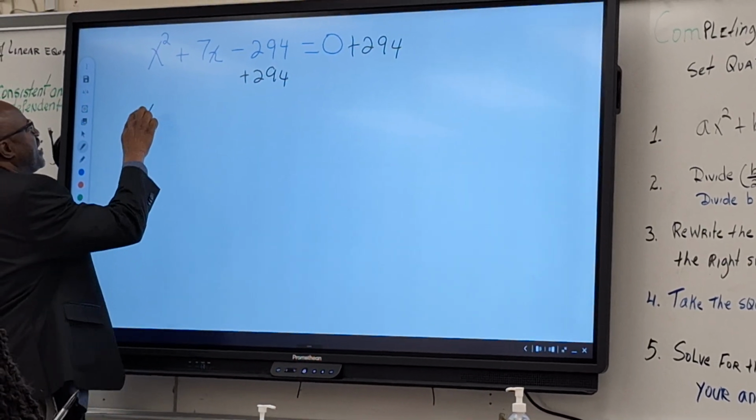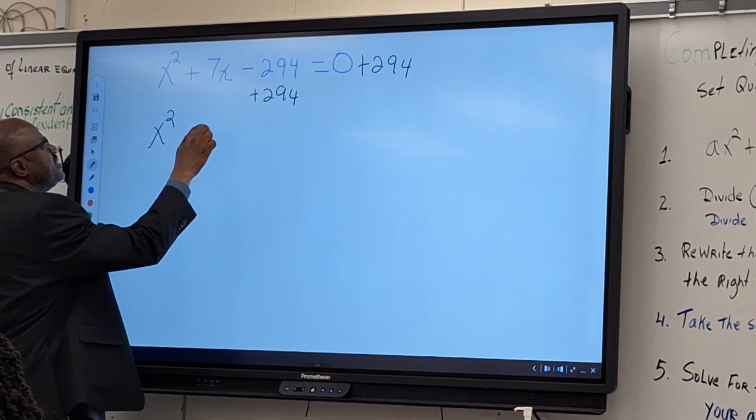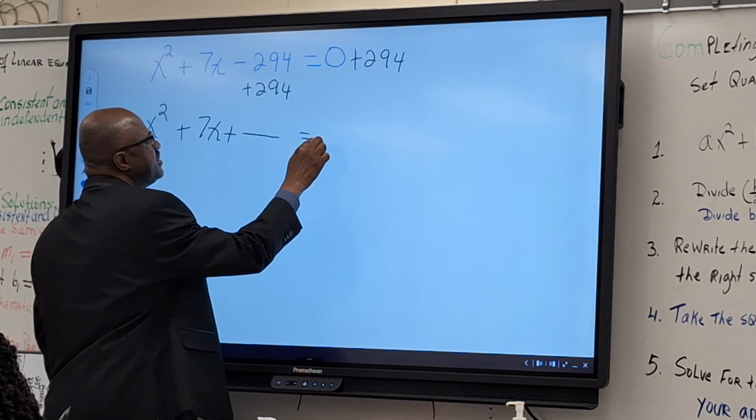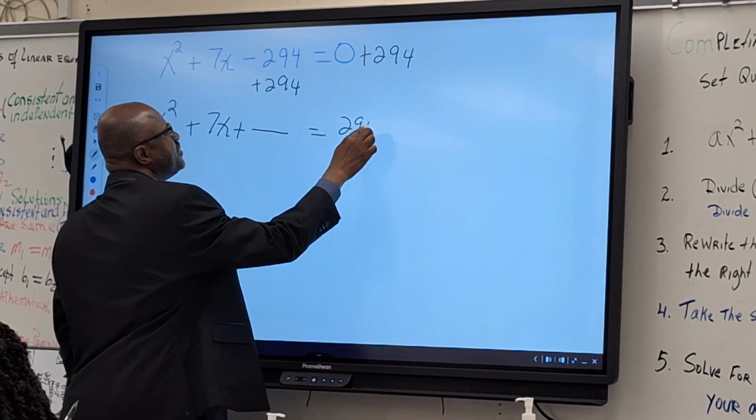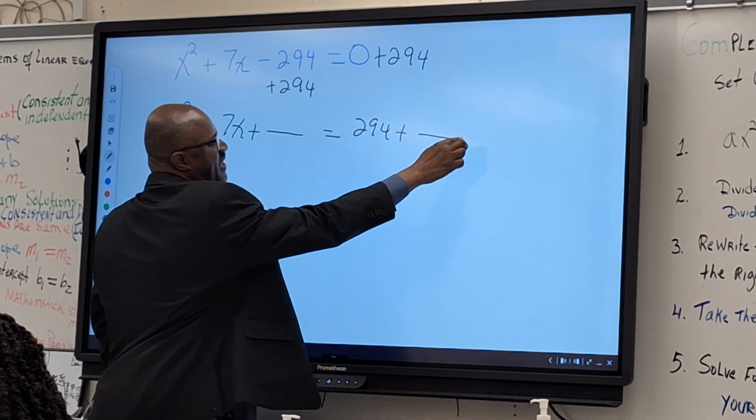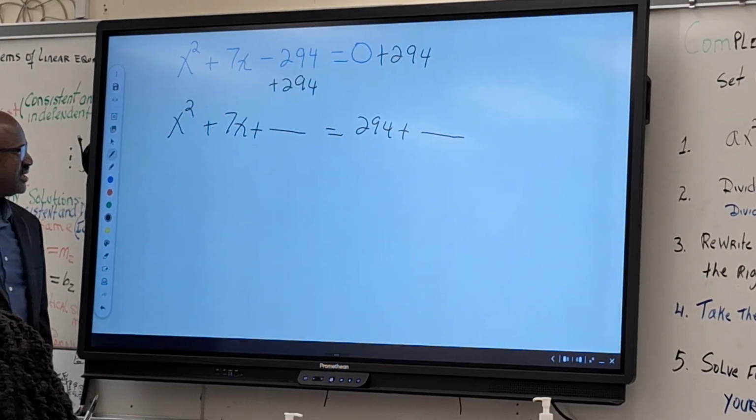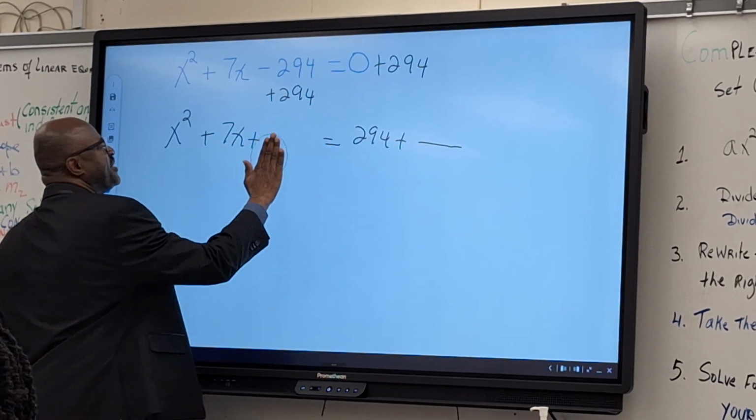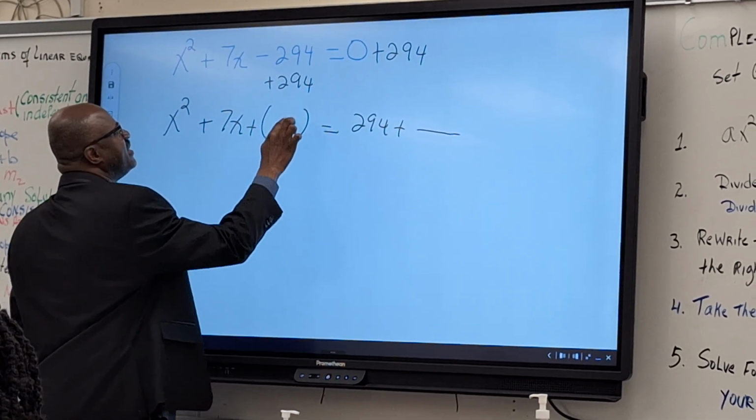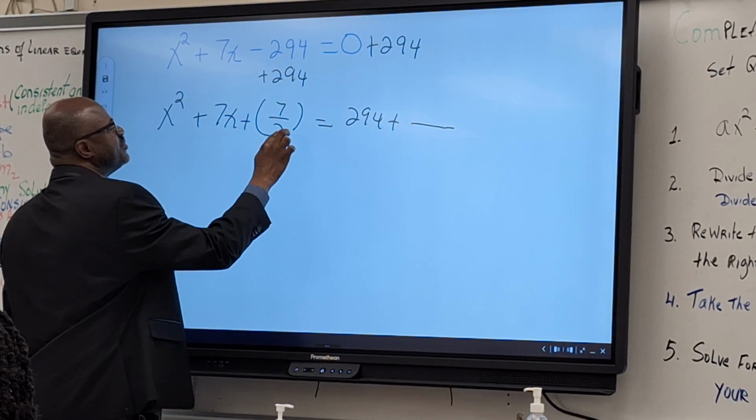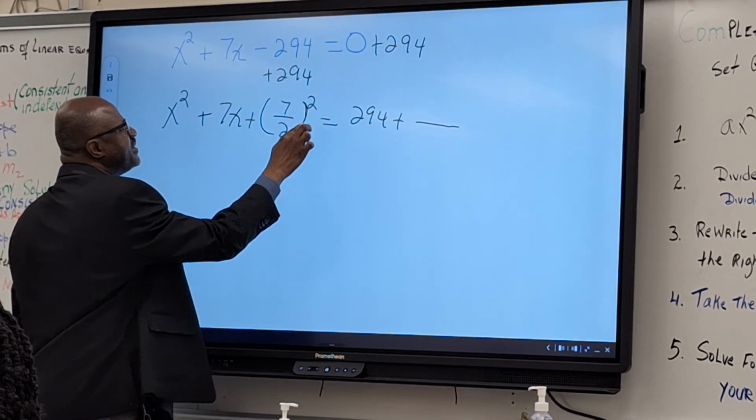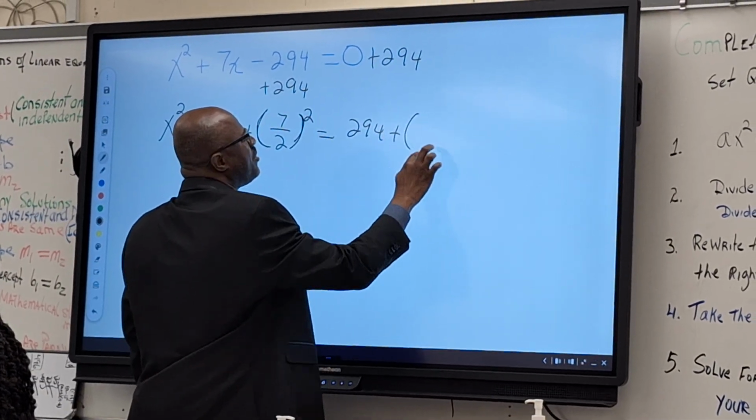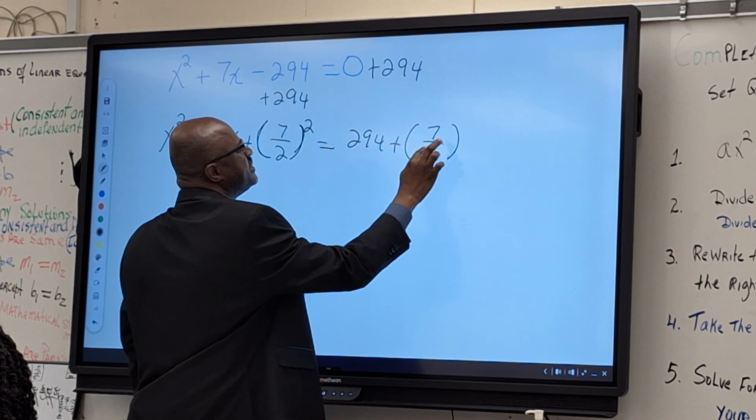So we'll end up with x squared plus 7x, leave our space, right, is equal to what? 294 and plus our space, right? So identify your B term, what is it? Then that's what you're going to put here. 7 over 2, then you square it. Whatever you do on one side, you must do on the other side.